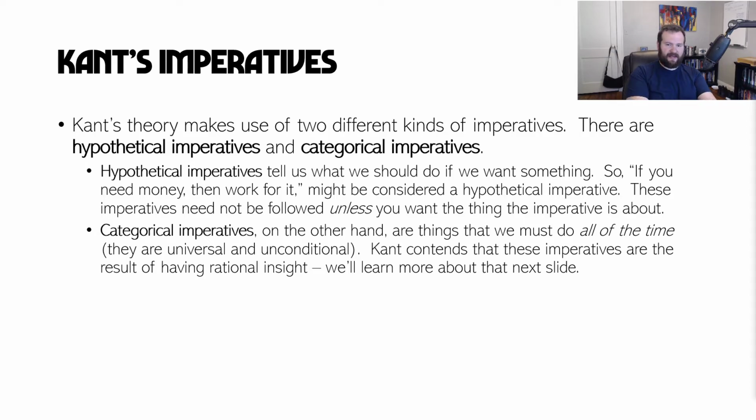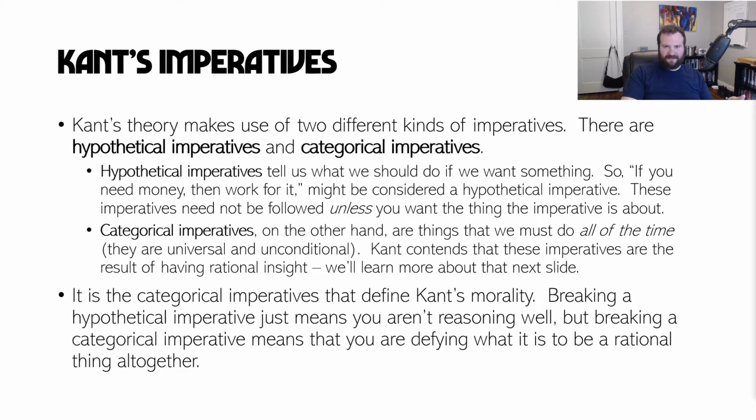Categorical imperatives, on the other hand, are things that you have to do all the time, regardless of whether you want them, right? These things are universal, so they apply all the time, everywhere, and they're unconditional. There's no exceptions. These kinds of imperatives, Kant thinks, just come out of what it is to be rational, right? So if you're going to maintain rationality, these you have to do all the time. So the categorical imperatives then are the ones that are going to define Kant's morality, right? Hypothetical imperatives, more like practical reasoning. Categorical imperatives, that's how we're going to understand morality, right?